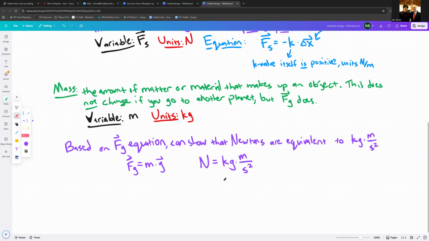That can be a useful reminder when you're working with units and you're wondering, okay, how do I get to a newton, or how do I know how many newtons this is? Newtons are the same thing as kilograms times meters per second squared, or mass times acceleration.